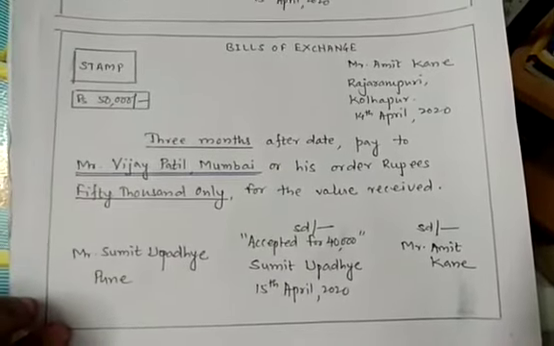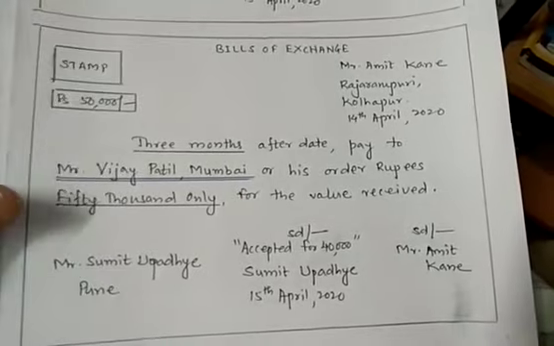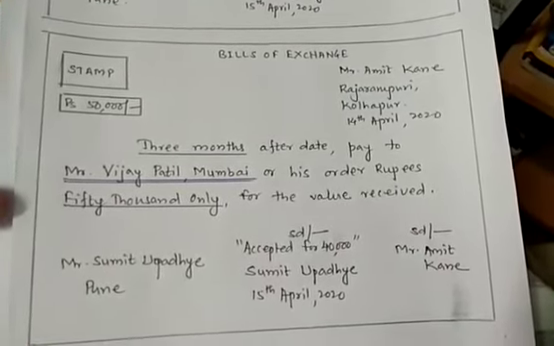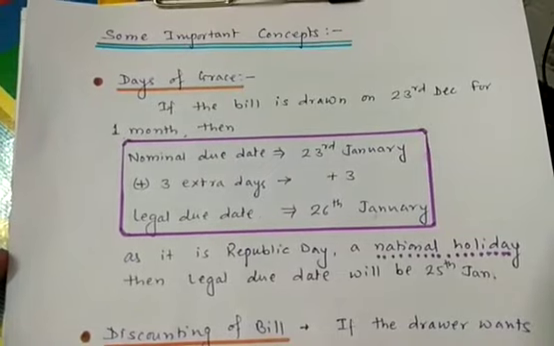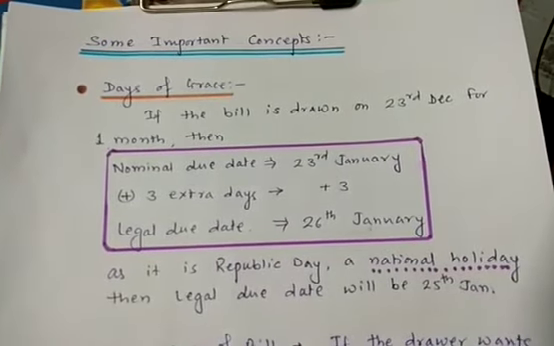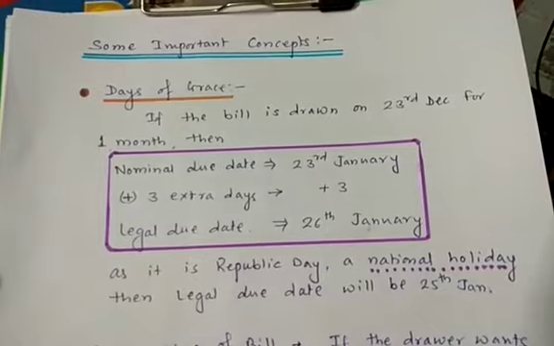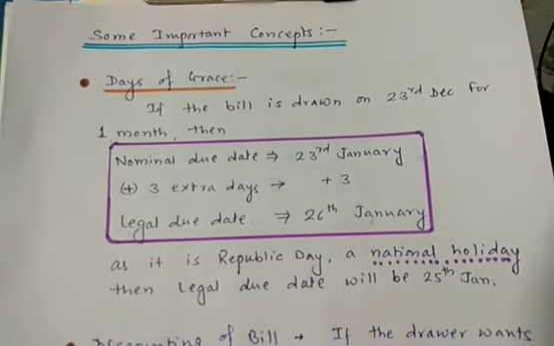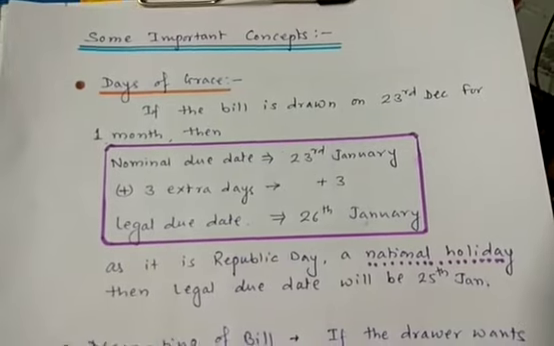Now let's turn towards basic concepts which are important to study bills of exchange. The first concept is days of grace. When a bill is drawn for a specific period of time, every time the drawee gets 3 extra days. That is called grace days.